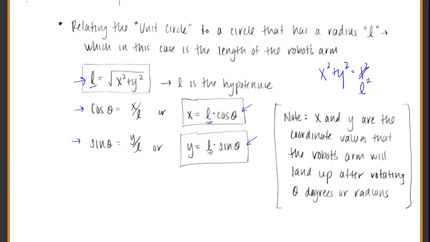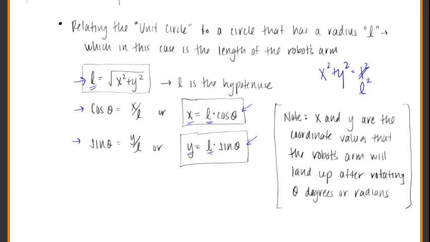If you're solving for L, just use basically the Pythagorean's theorem. And if you're solving for the coordinate values x and y, meaning I'm going to rotate L through this angle, where am I going to land at? What coordinate? This is how you're going to get your x and y coordinates.